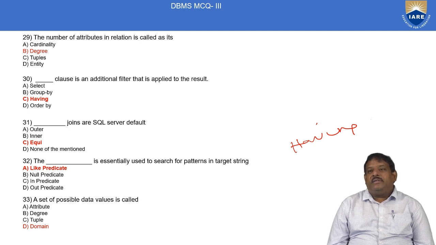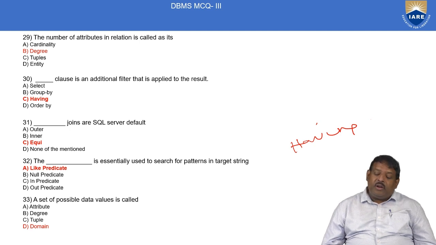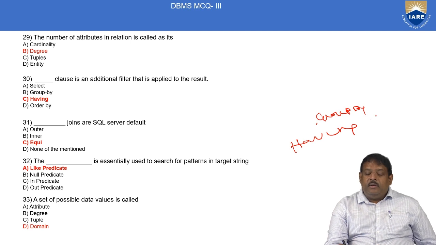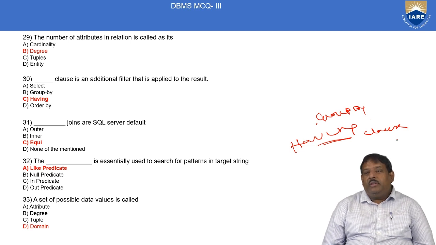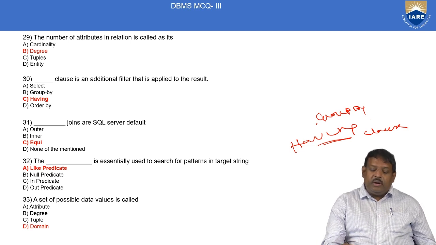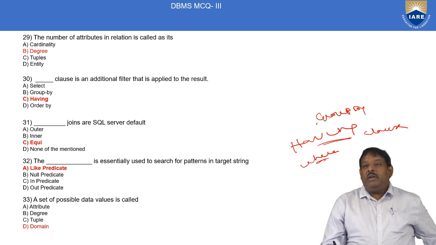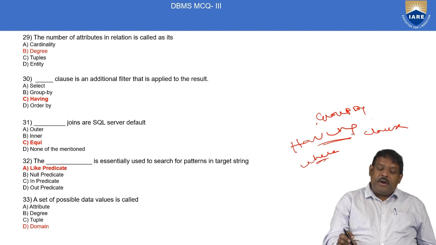So having clause is an extra filter to be applied on the group clause. After the group by, if you still want to filter the data, then you have to use the having clause. Having clause is going to filter the group data, whereas where clause is going to filter the results coming from the select statement. So where clause is the additional filter applied to the result set, whereas having clause is an additional filter to eliminate the group data.